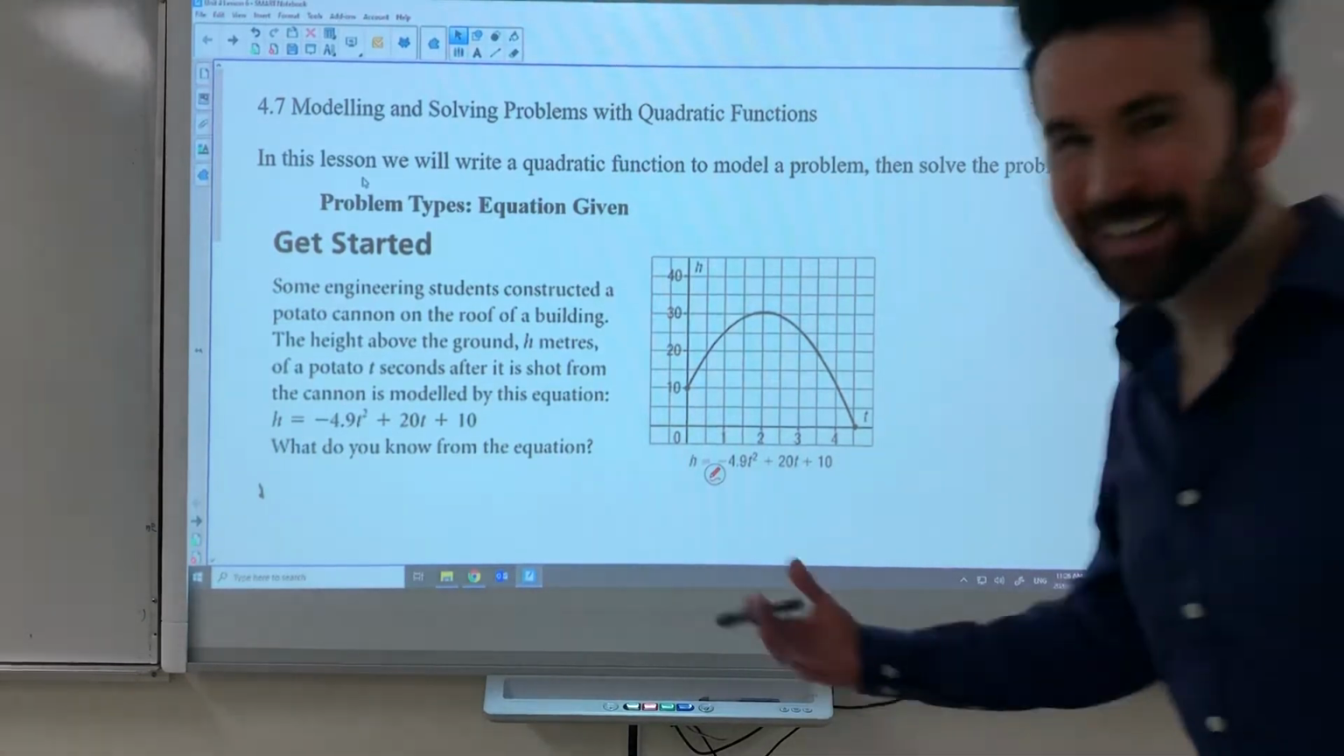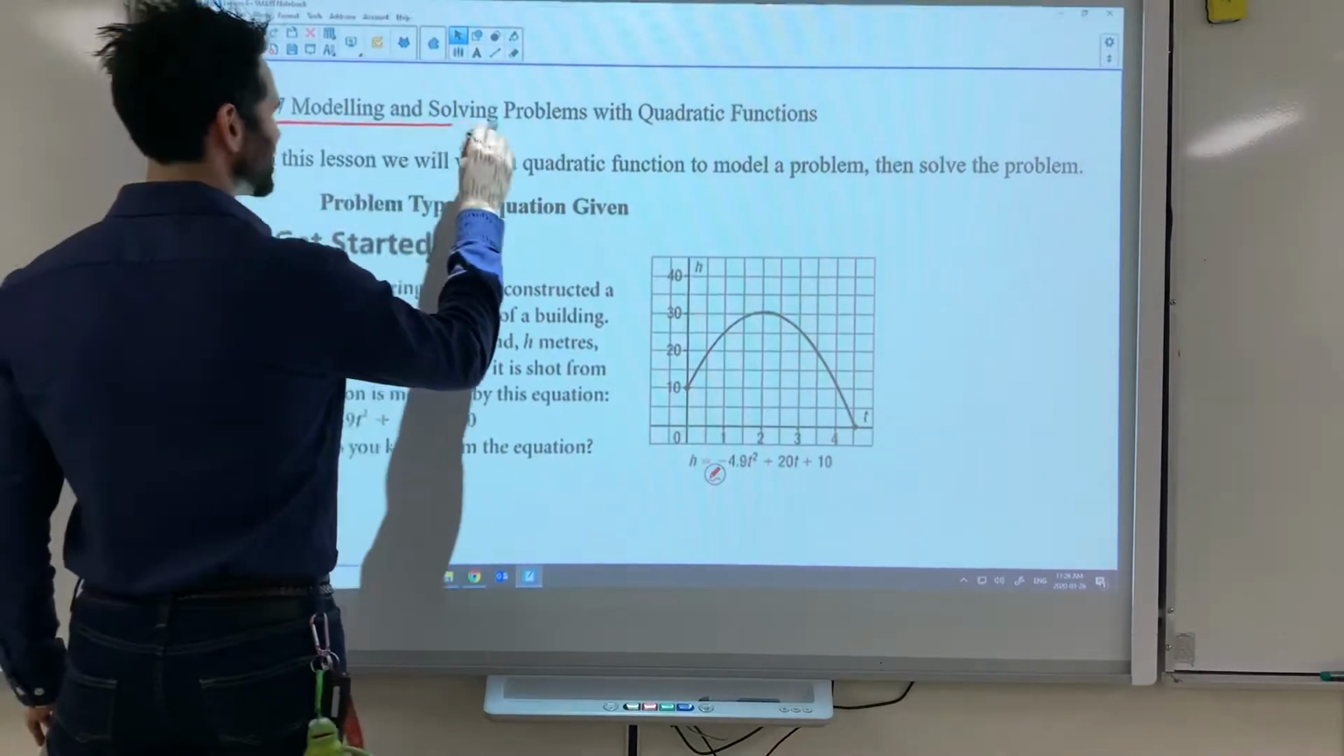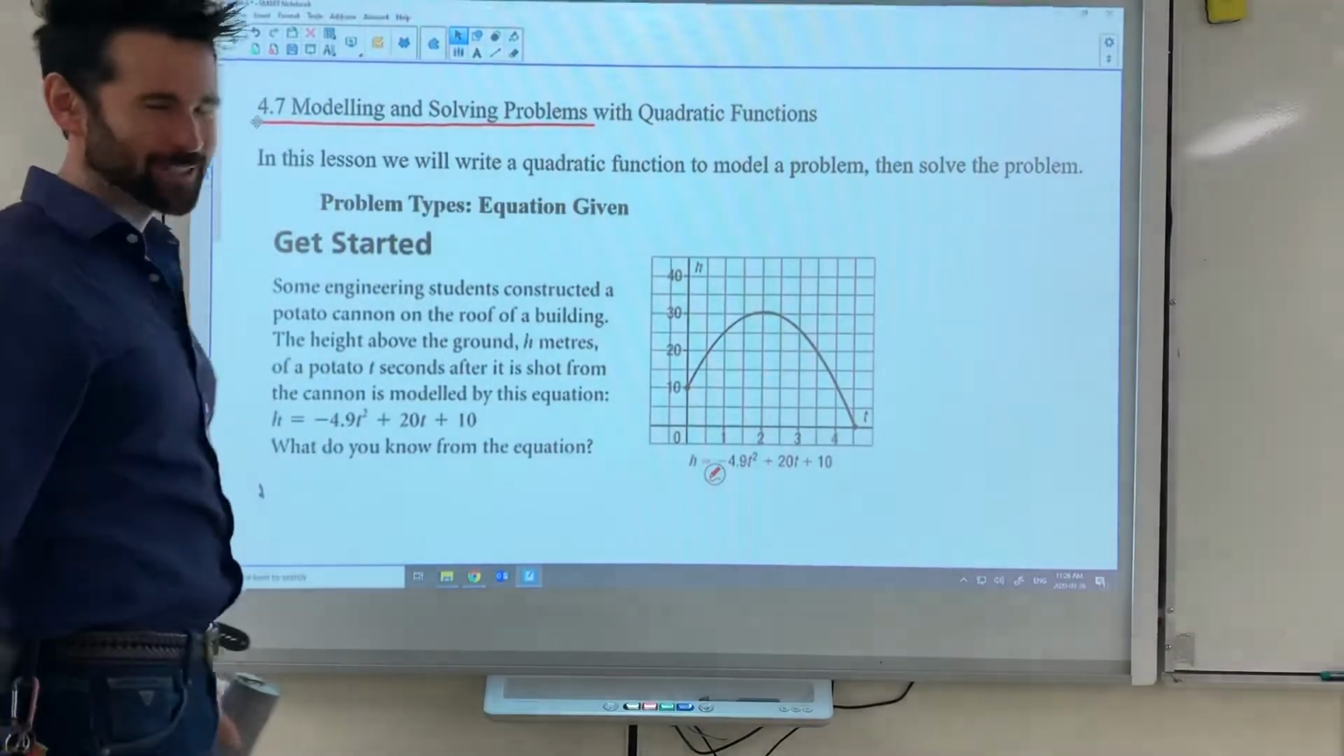Okay, back at it again! Woo! We're doing 4.7, modeling and solving problems with quadratic functions.